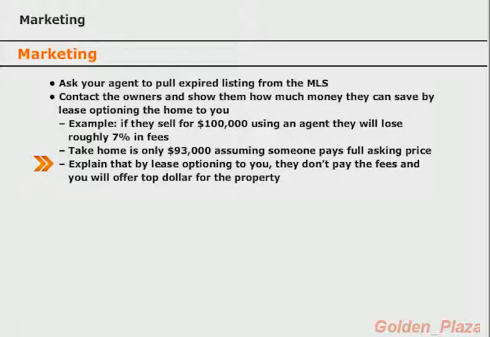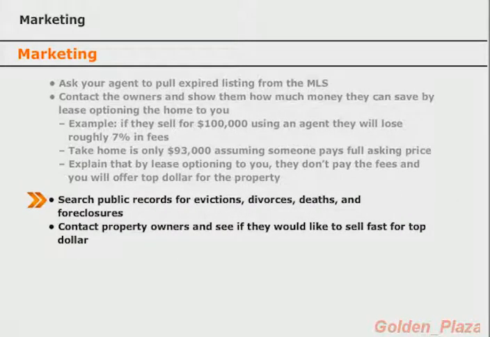You can also search public records to find people who may be going through eviction, divorce, a death in the family, foreclosure, bankruptcy, or other troubling financial emergencies. Contact these people and see if they would be interested in selling their property quickly and for top dollar.